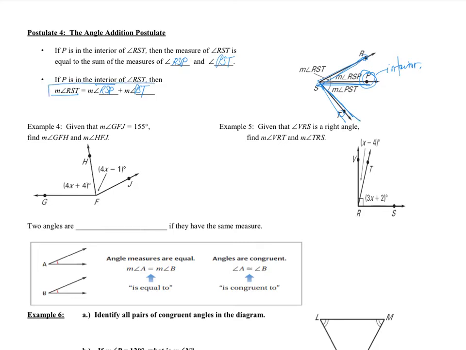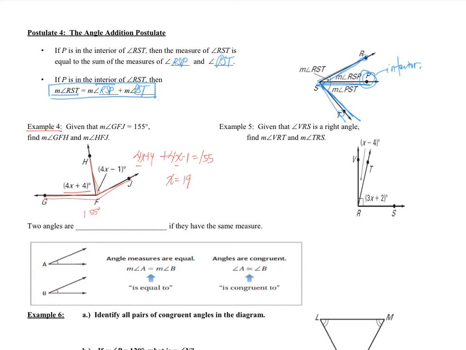So please pay attention to how it's represented symbolically. Okay, now let's do example 4. Given that measure angle GFJ is 155 degrees, find measure angle GFH and measure angle HFJ. So we can do 4x plus 4 and add it to 4x minus 1 and set it equal to 155 degrees. And then after solving for x, you should get x equal to 19.